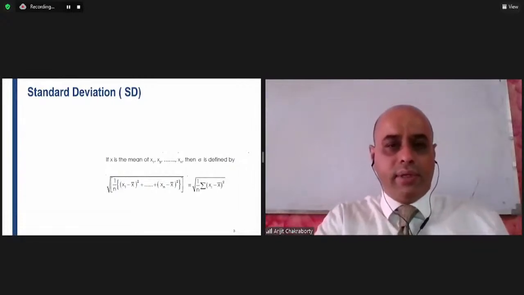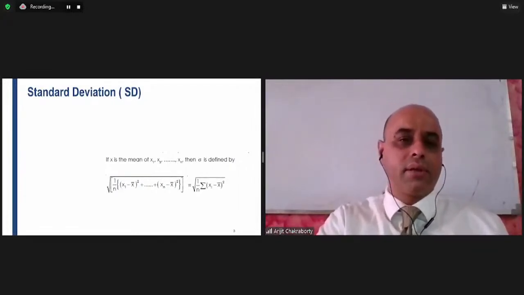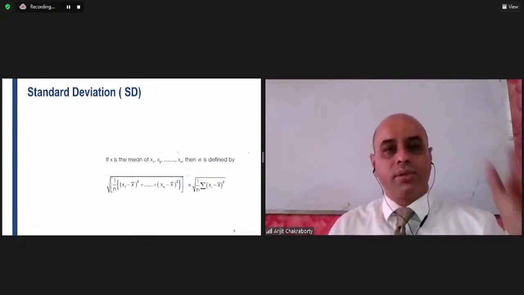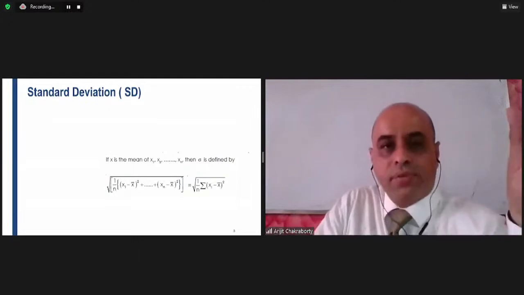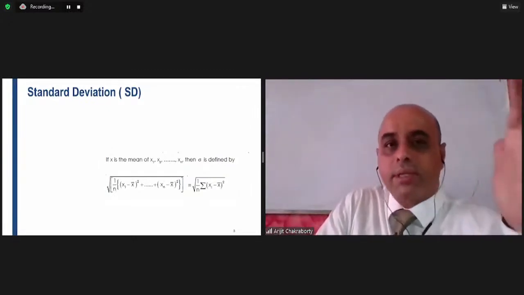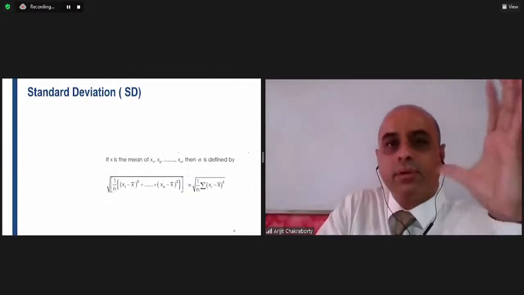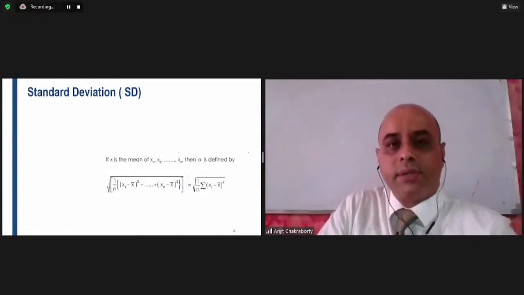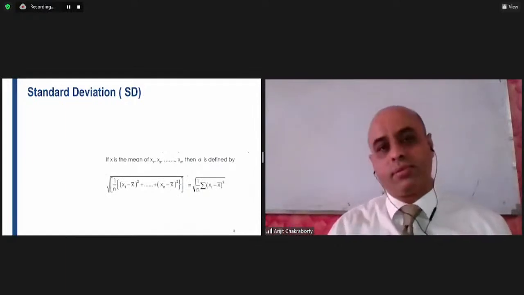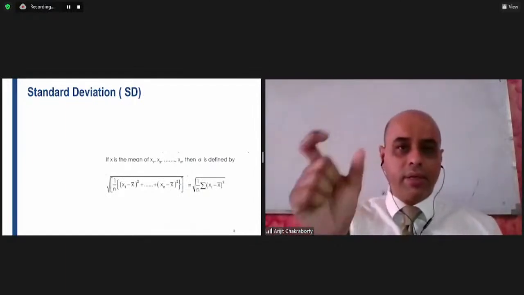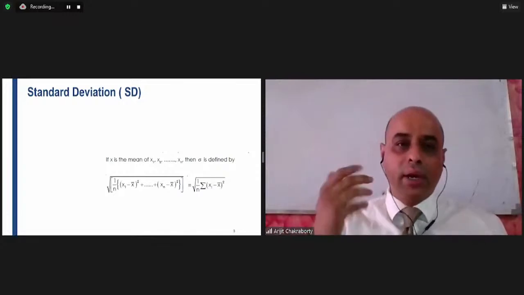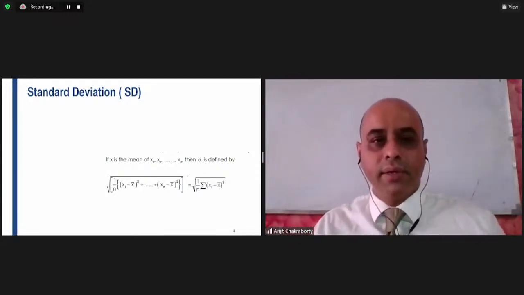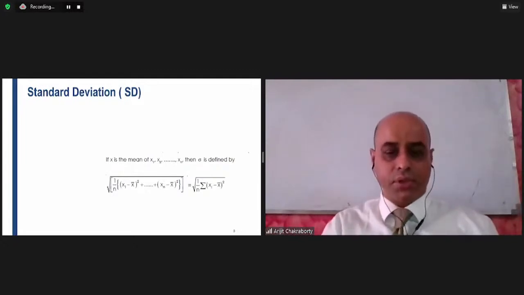We had already covered the calculation of mean deviation. We know what mean deviation is: the deviation of each variable from the central quantity, which is a measure of central tendency, so it can be the mean or the median. We calculated the total deviation and divided it by the total number of observations, the frequency. That gives us the mean deviation.